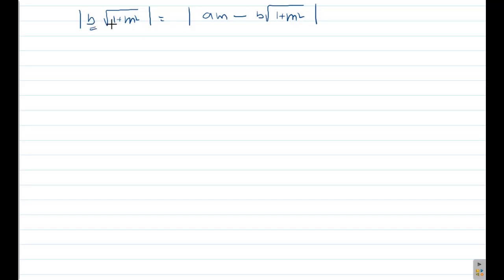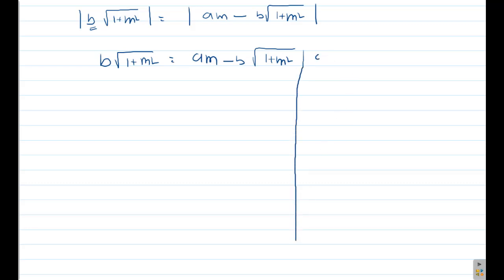Students, already b is positive, this is positive, so directly we can say that LHS is b into root over 1 plus m square. But here we can't directly open the modulus, because a and b are positive only, but the difference of these two may or may not be positive. So I will take two cases. First case: am minus b into root over 1 plus m square, or second case: b root over 1 plus m square minus, that is, minus am plus b into root over 1 plus m square.